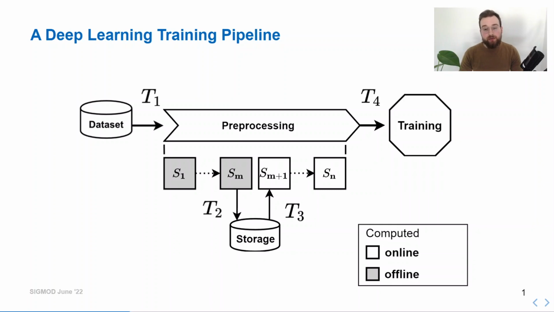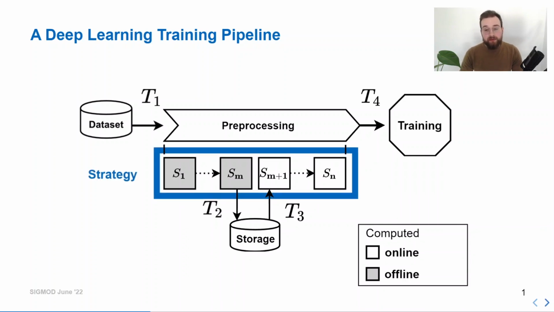This architecture also features multiple throughputs, which we are interested in, that happen everywhere where data is read or written, namely T1 to T4. However, we mostly focus on the T4 throughput because we can compare it to the ingestion rate of the training process to see if we actually provide enough data to saturate its needs. And lastly, we call the decision where we split the preprocessing into an offline and online part a strategy.